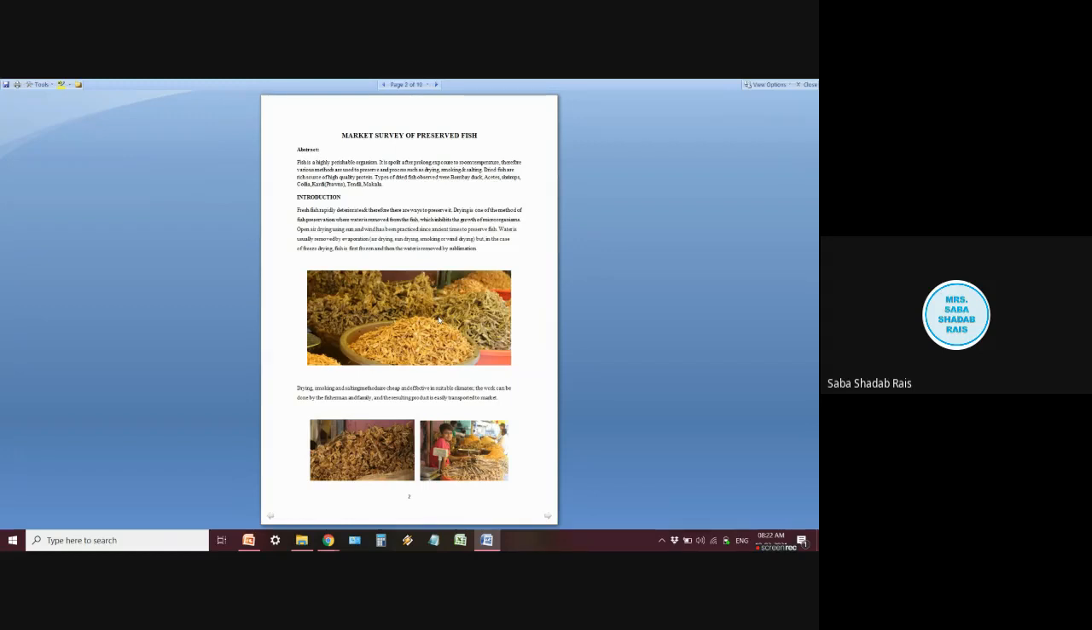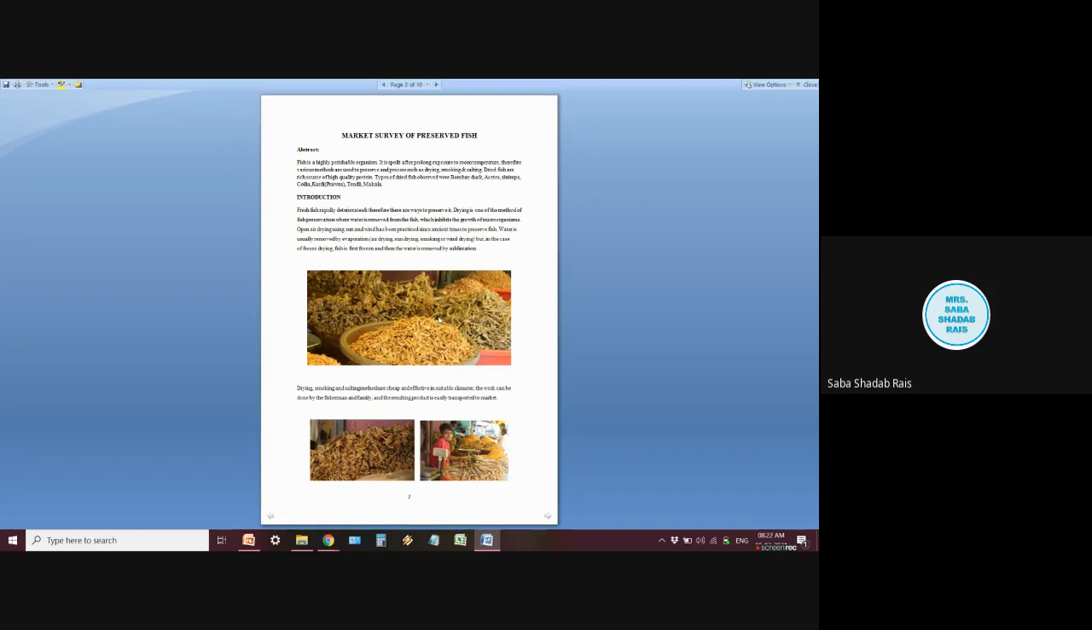You have the practical also, in which you will be given a research paper. You have to read that particular research paper, and thereafter you have to write an abstract over it.